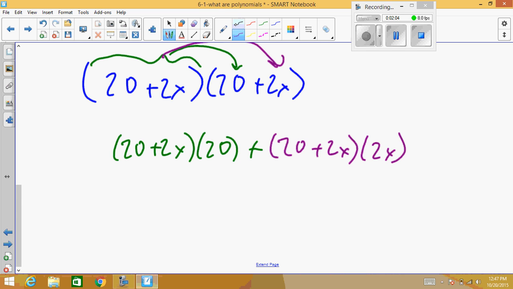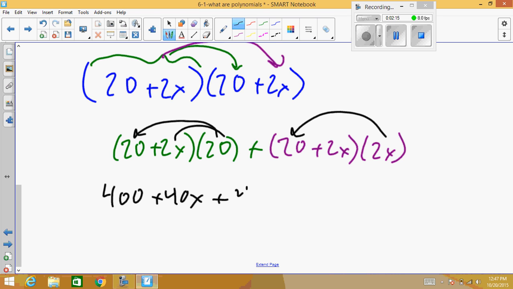Now once I get this far, I have to distribute again, so I'm going to distribute my 20 into my parenthesis, and I get 400 plus 40x plus 40x plus 2 times 2 is 4, x times x is x squared.